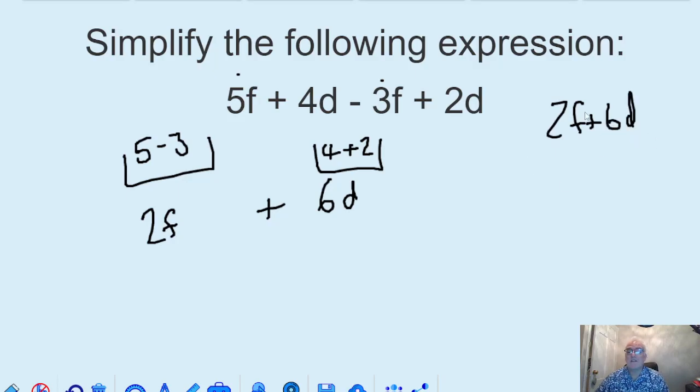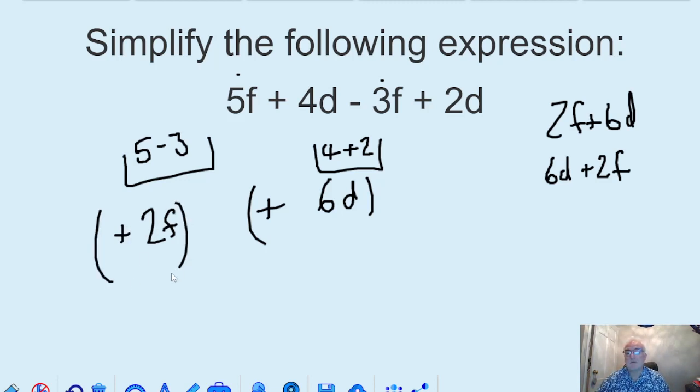Now I could write this 6D plus 2F, as long as I put the sign that belongs to it in front of it. Okay, so plus 2F, both of those answers are correct. Mathematically, they do like you to put it in alphabetical order in relation to the algebra, to the letter, but both would get you full marks. Cool.